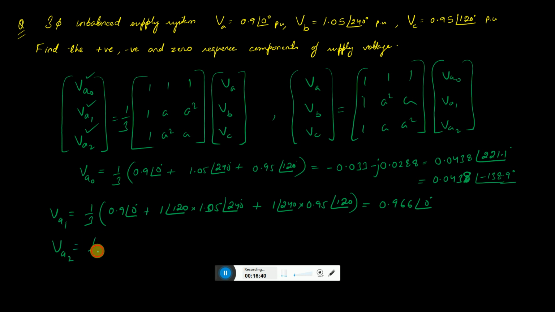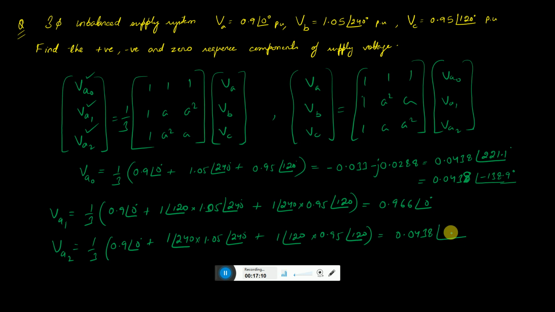VA2 will be equal to 0.9 angle 0, the value of VA, plus a², here 1 angle 240, times 1.05 angle 240, plus 1 angle 120, because a is multiplied with VC, times 0.95 angle 120. So this gives me values of nearly 0.0438 angle 138.8 degrees.